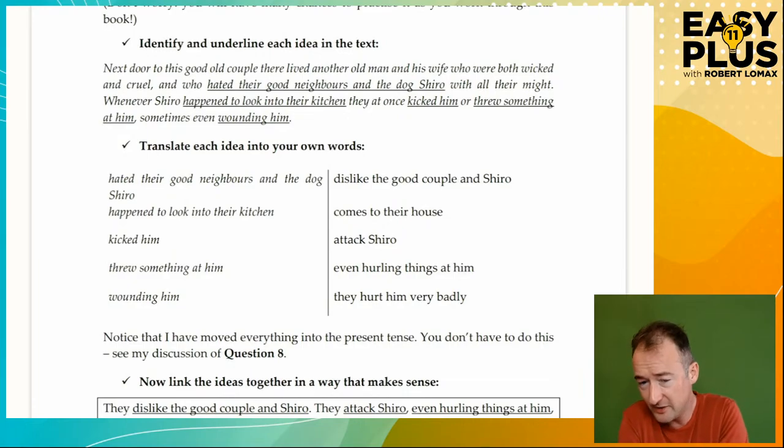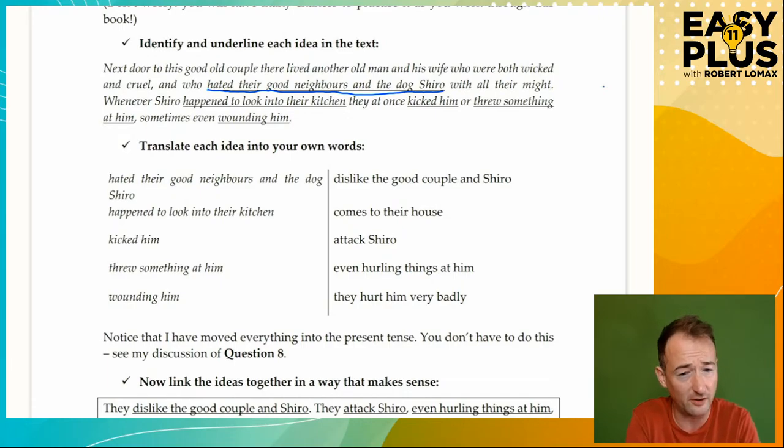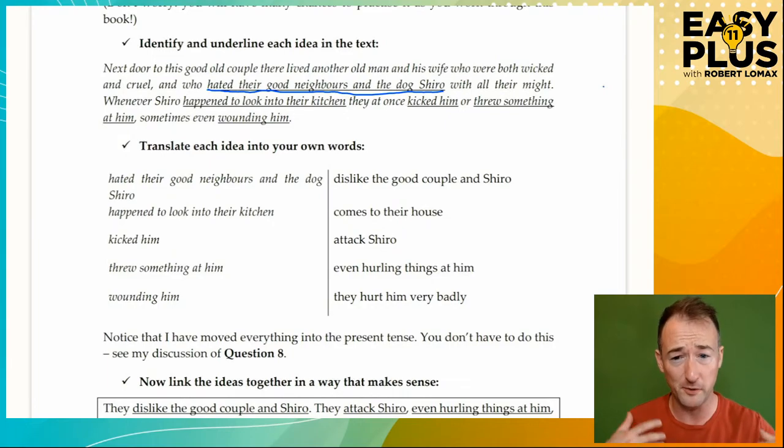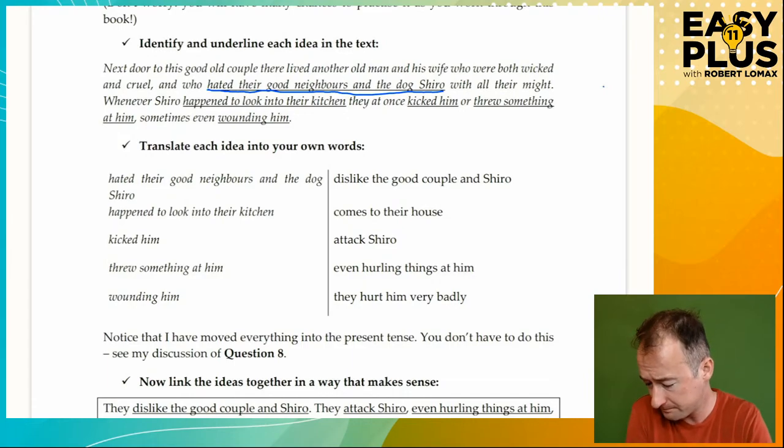So they hated their good neighbours and the dog Shiro with all their might. So the key information here, as I've underlined, is that they hated their good neighbours and the dog Shiro. So that's evidence of them being wicked and cruel. It doesn't prove it, so you could be a good person who hates somebody because they are evil, so that's possible. But often hating people is a good sign of somebody not being a nice person, because hatred is very rarely a constructive emotion from, you know, nice people. And certainly in the text here, it's a clue.